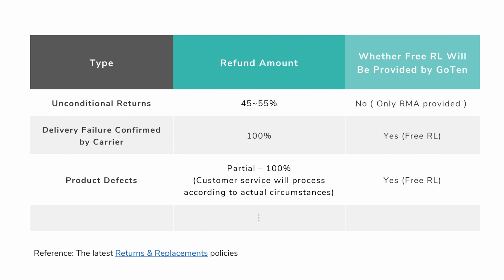The refund amount and whether the free RL will be provided by GoTen depend on the actual situation. Notably, as for unconditional returns, 45 to 55% of the payment amount will be refunded according to the membership level, and the end customer has to bear the return shipping fee. For more details and the latest updates, please refer to the latest Returns and Replacements policies.